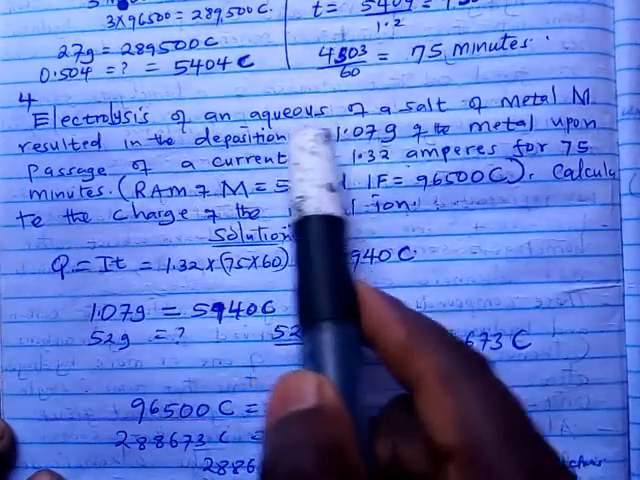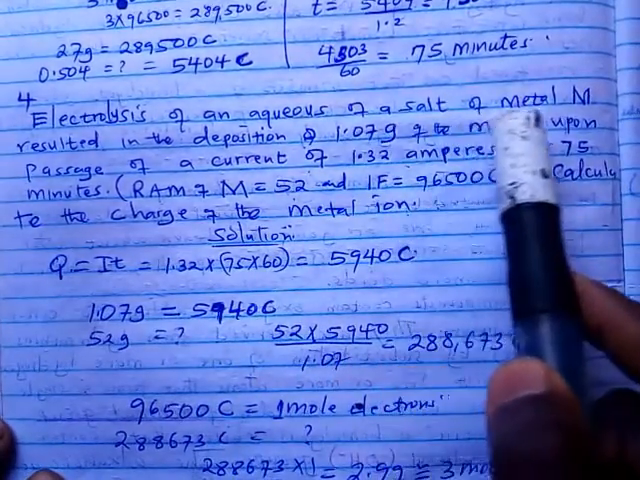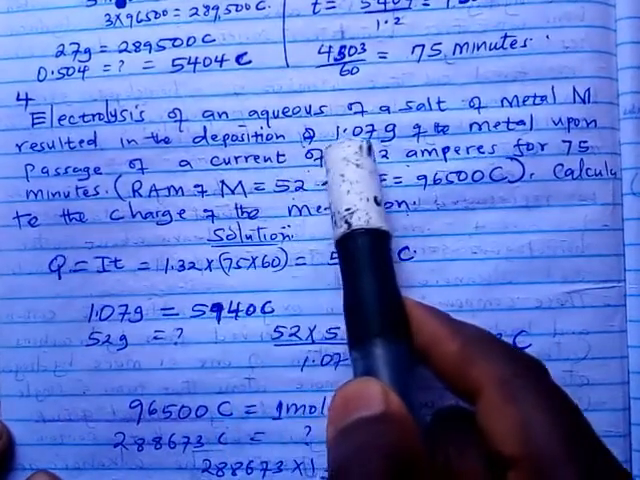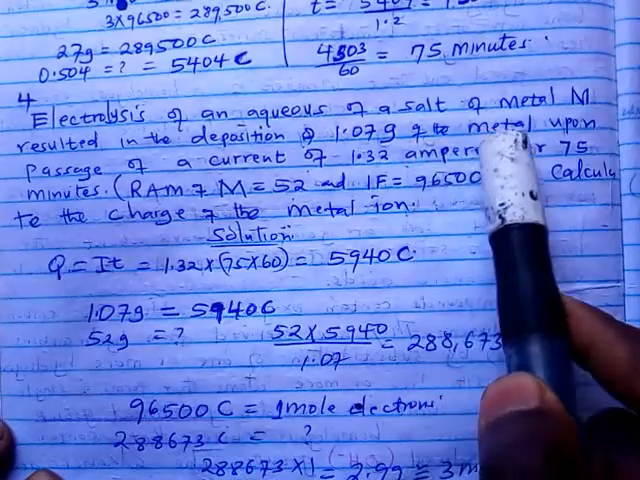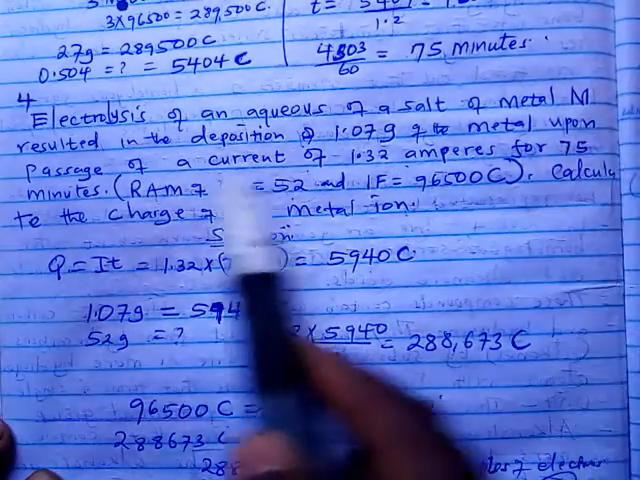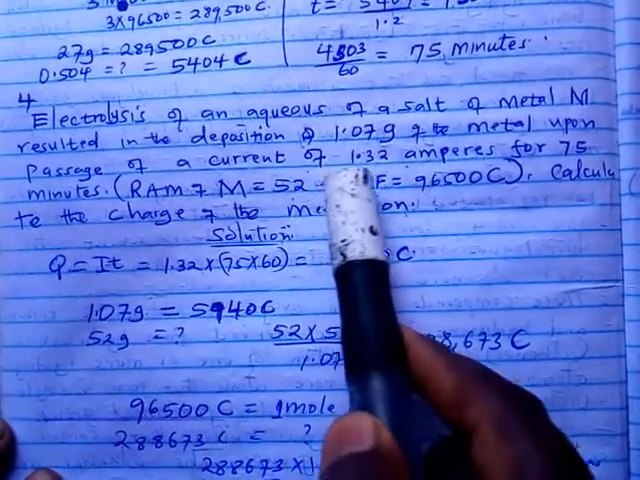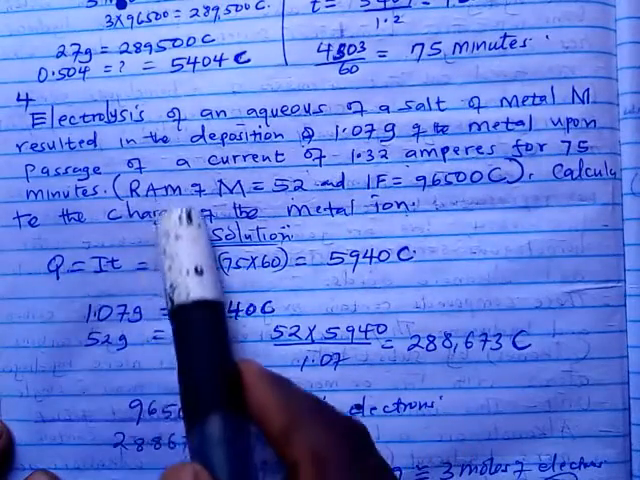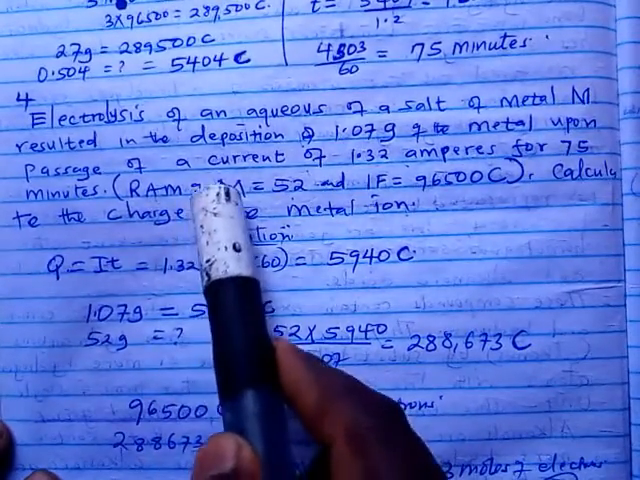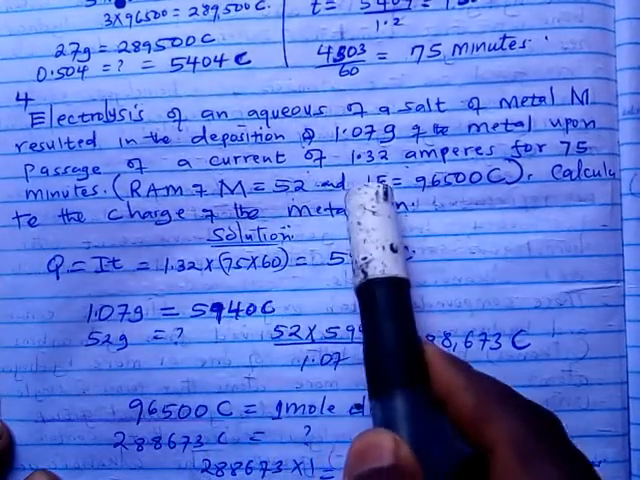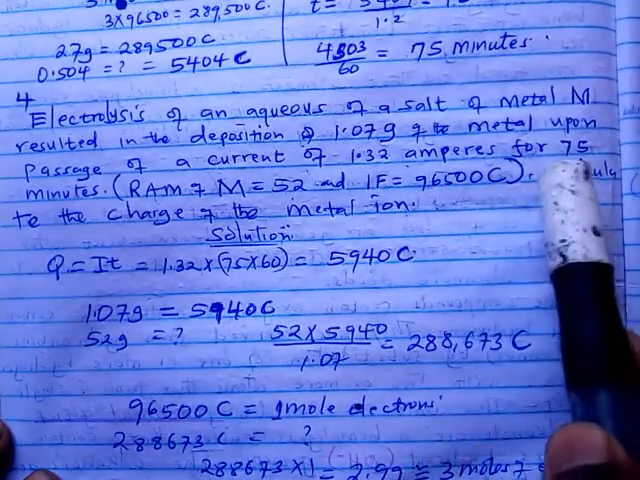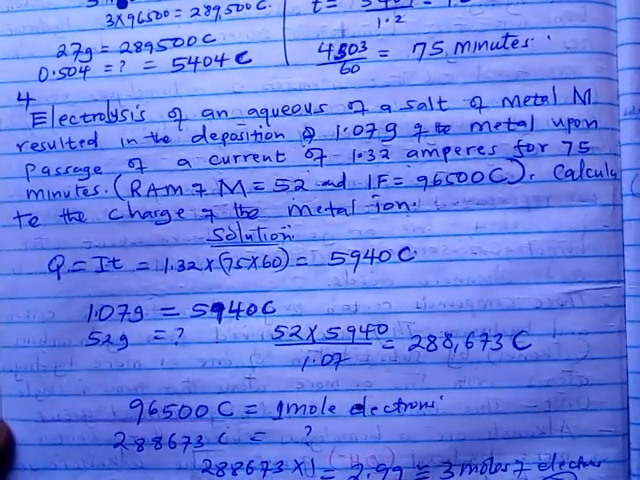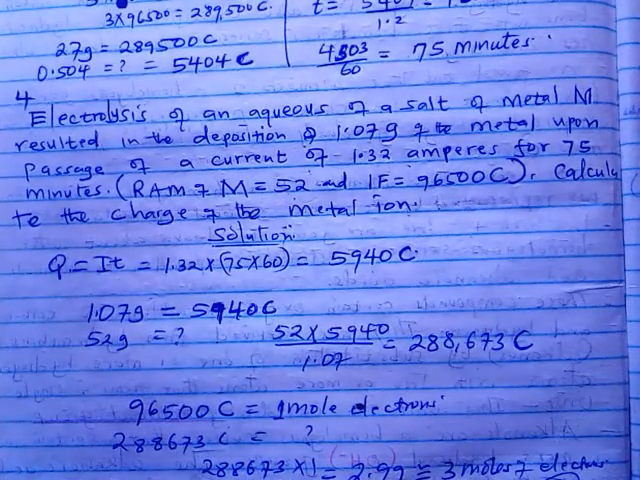Electrolysis of an aqueous salt of metal M resulted in the deposition of 1.07 grams of the metal upon passage of a current of 1.32 amperes for 75 minutes. The RAM of metal M is 52 and 1 Faraday is equal to 96,500 coulombs. Calculate the charge of the metal ion. We want to calculate the charge of the metal.